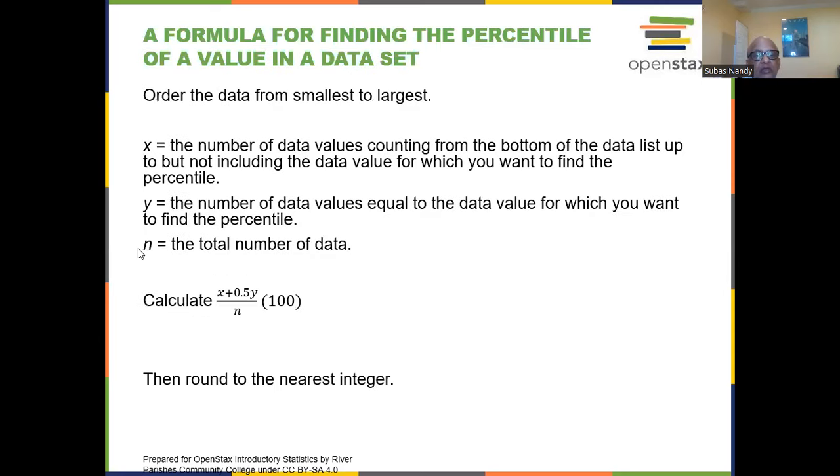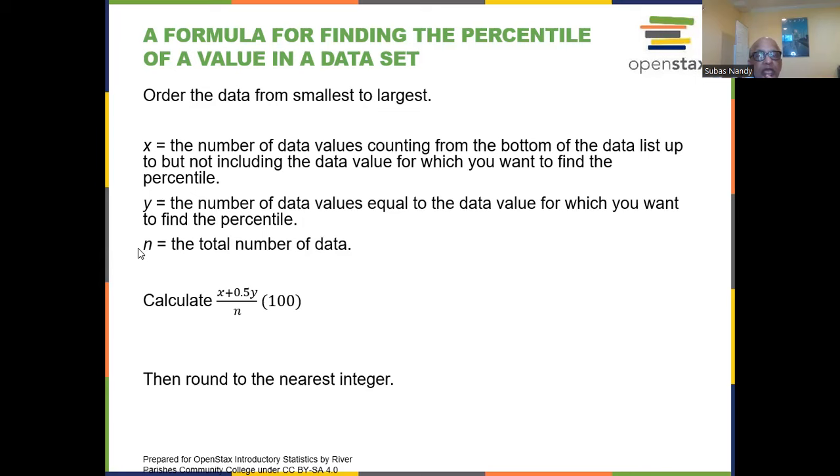Okay, and so forth. Order the data from smallest to largest. X is the number of data values counting from the bottom of the data list up to but not including the data value for which you want to find the percentile. Y is the number of data values equal to the data value for which you want to find the percentile. N is the total number of data.